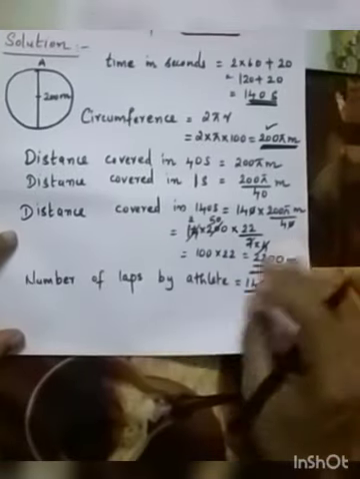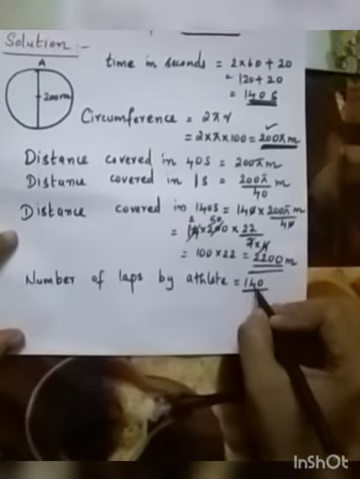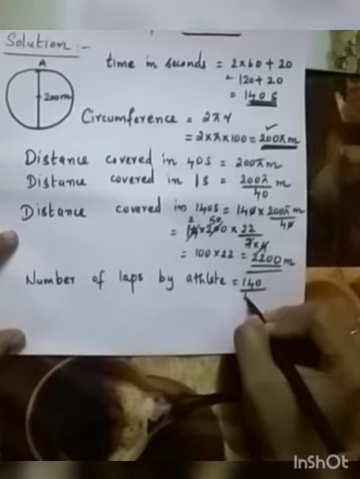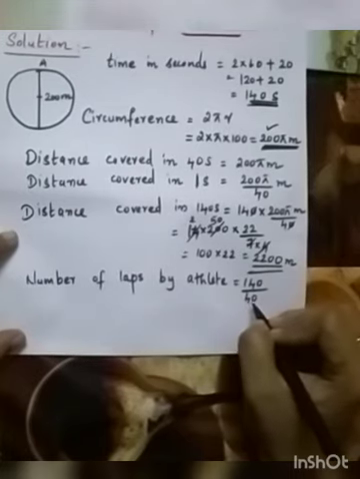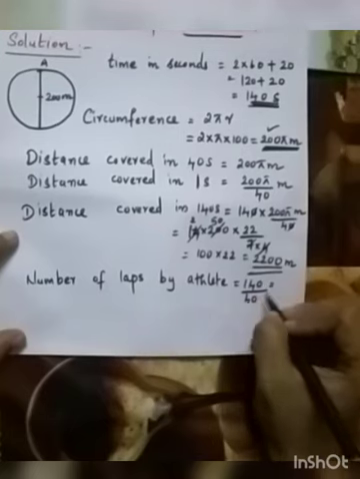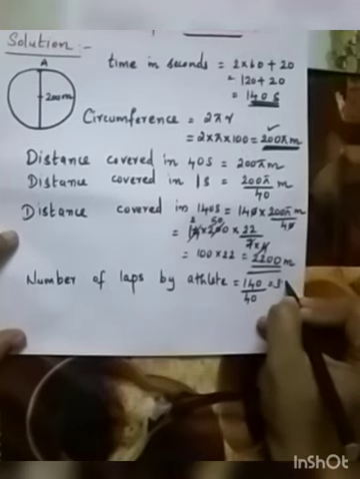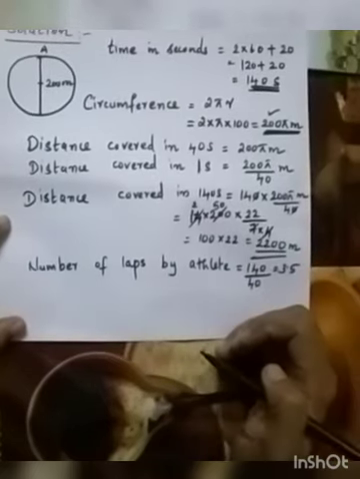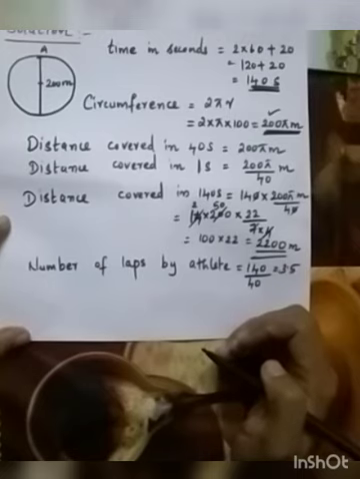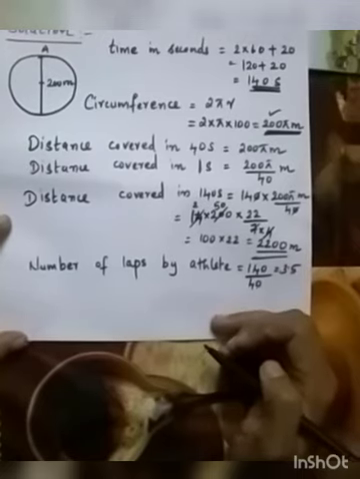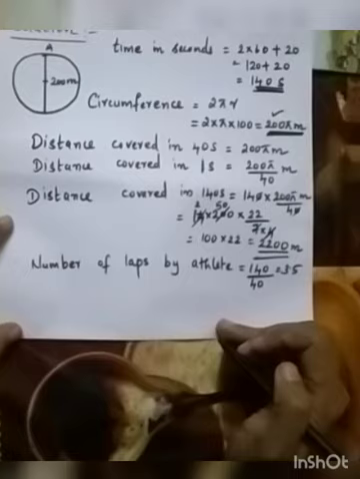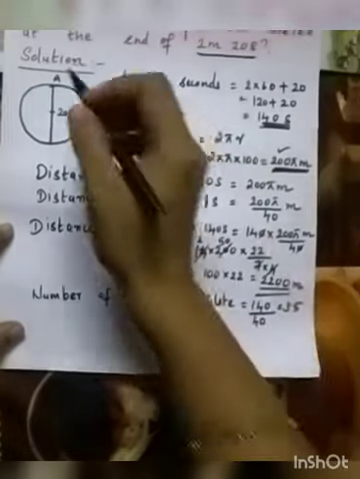So the number of laps by the athlete is 140, the total time, by the time taken to complete one round, that is 40. When you divide and simplify, you will get 3.5. So the athlete completes 3.5 rounds, that means 3.5 rounds after 140 seconds. So after 3.5 rounds, where is that athlete? That you should find out.